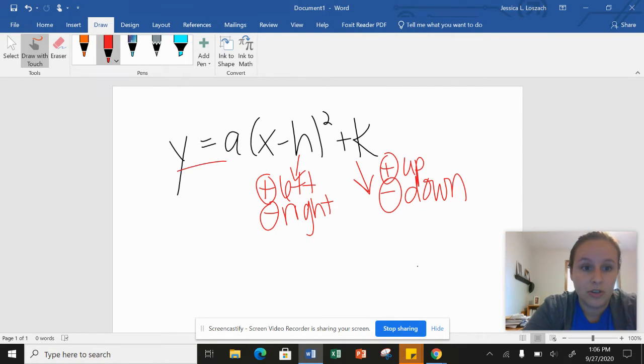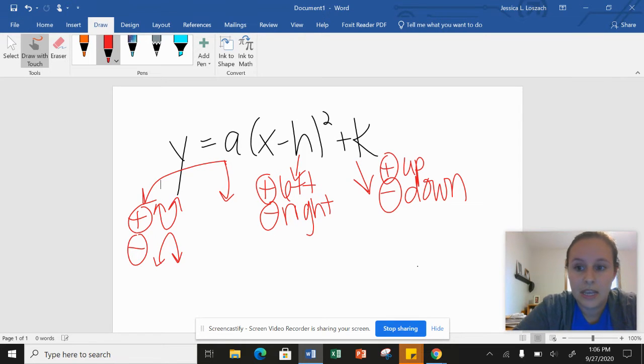Our a value does two things. If it's positive, that means it opens up. If it's negative, that means it opens down. And a also, if it's bigger than 1, it gets skinnier. And if it's smaller than 1, it gets wider.